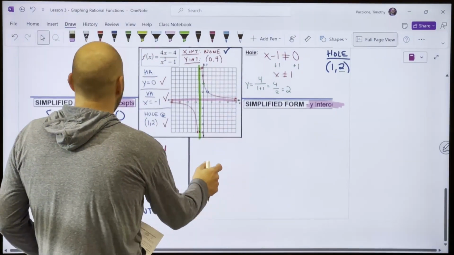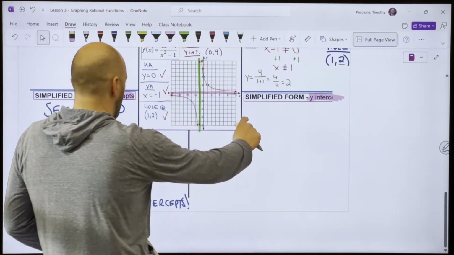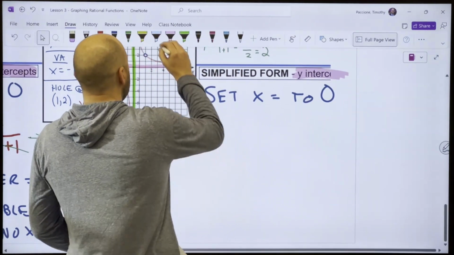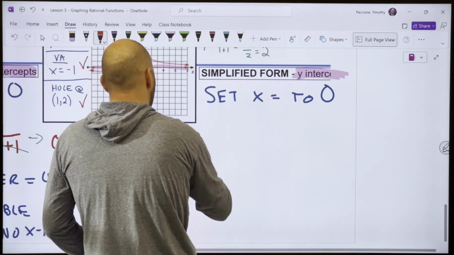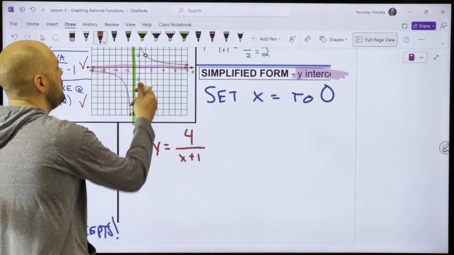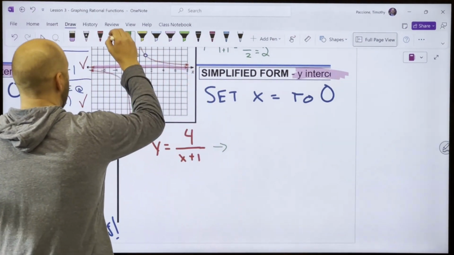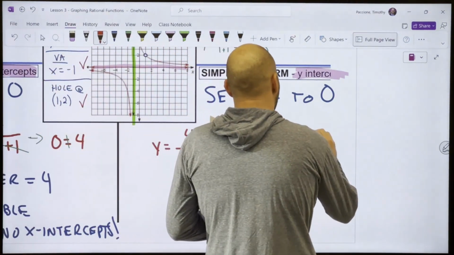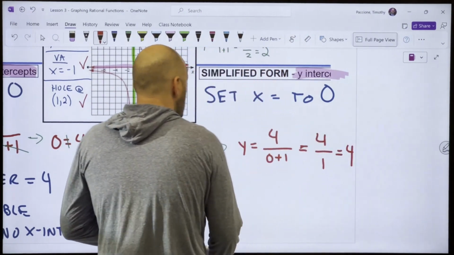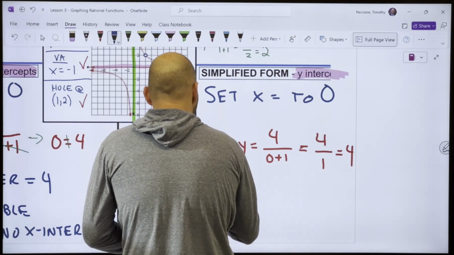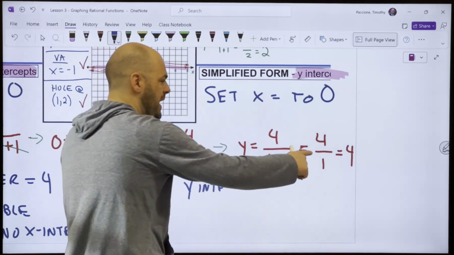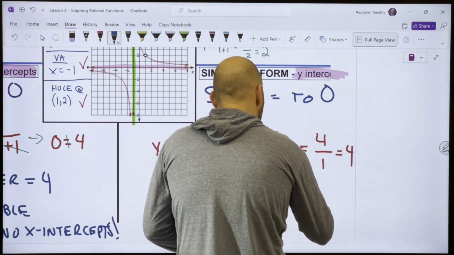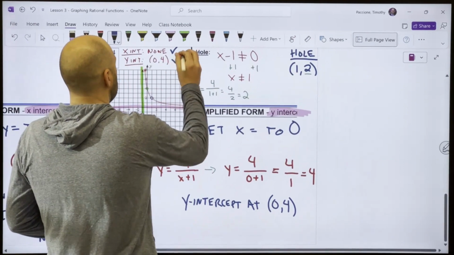All right, now our y-intercept. Well, if for the x-intercept we set y to 0, for the y-intercept, we set x to 0. So set x equal to 0, okay? So remember, our equation was y equals 4 over x plus 1. Now I'm going to plug in 0 for x, and I get y equals 4 over 0 plus 1, right? Which is 4 over 1, which is 4, right? So think about what we just found out. When x is 0, y is 4. Well, when x is 0, you have a y-intercept. So we have a y-intercept at (0, 4), and that checks out. Okay?